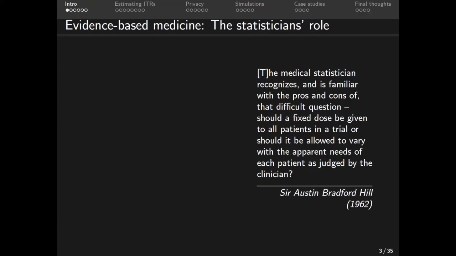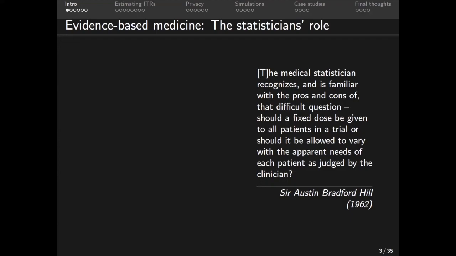It said, the medical statistician recognizes and is familiar with the pros and cons of that difficult question. Should a fixed dose be given to all patients, or should it be allowed to vary with the apparent needs of that patient? And I think it's particularly interesting in a causal setting because a lot of causal inference is focused on average treatment effects, marginalizing or taking integrals over the covariate distribution. So really trying to see what happens if I give something to my whole population.